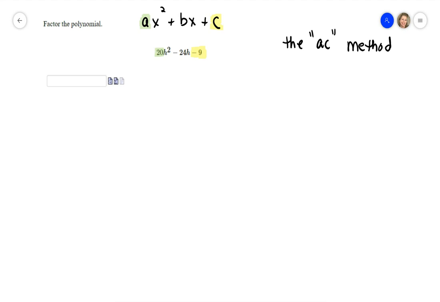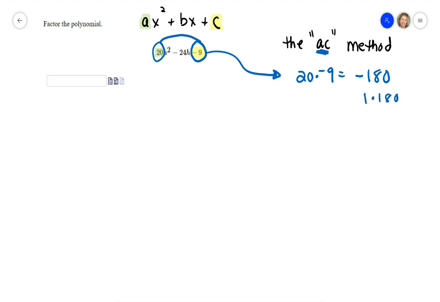So in order to use the AC method, you are going to multiply the 20 times the -9. I'm literally going to take 20 times -9. That would be a -180. And then I'm going to look at all the factors of 180. This might take me a minute, but 1 times 180 is 180. 2 times 90 is 180. 3 times 60 is 180.